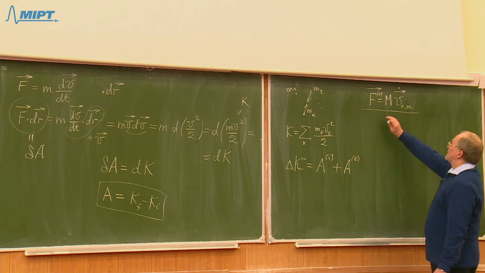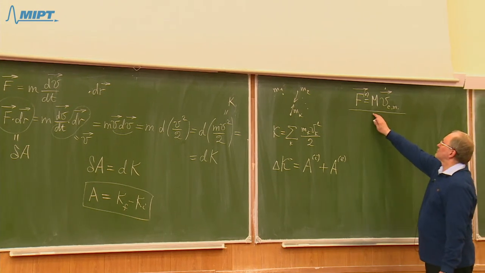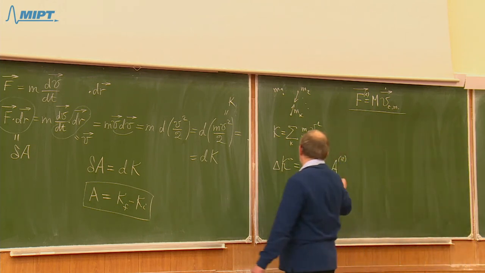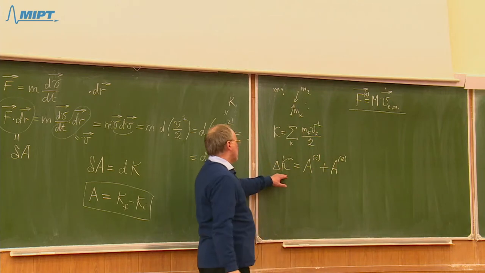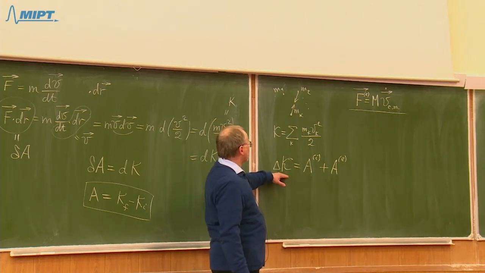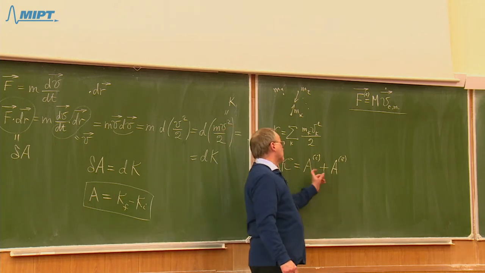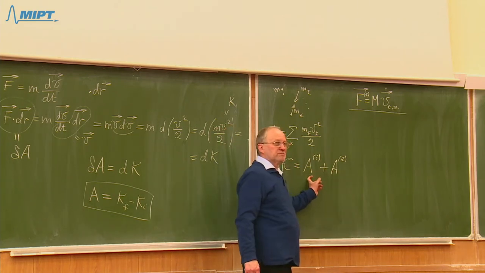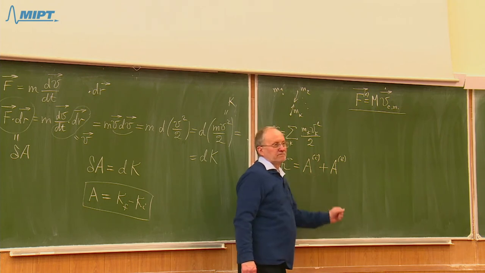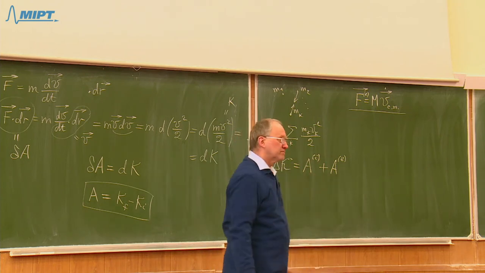So if in the theorem of the motion of the center of mass we must take into account only external forces, then when we calculate the change in kinetic energy of the system of material points, we have to take into account both external and internal forces. In this case, the work performed by internal forces will not cancel, in the general case.